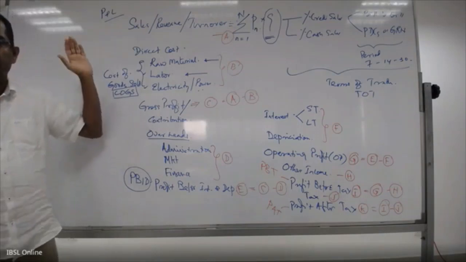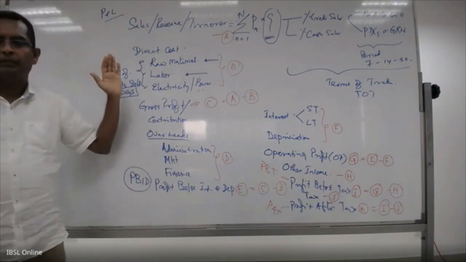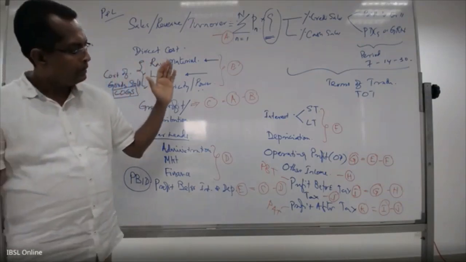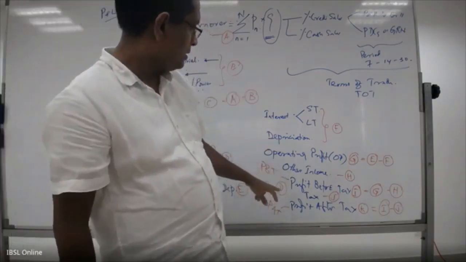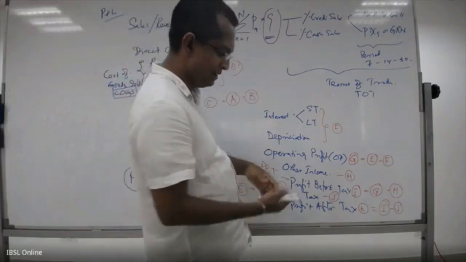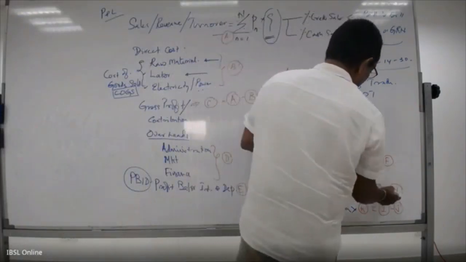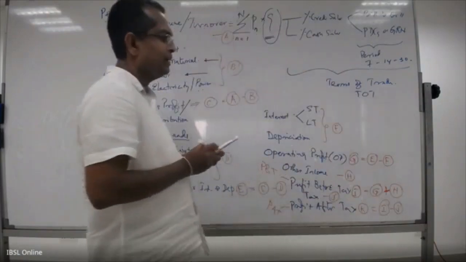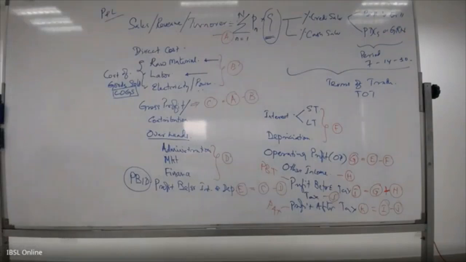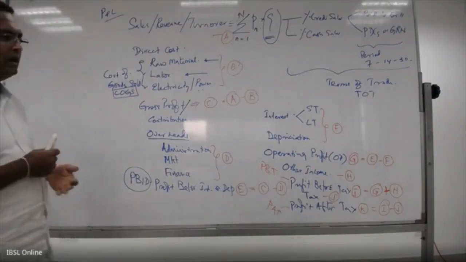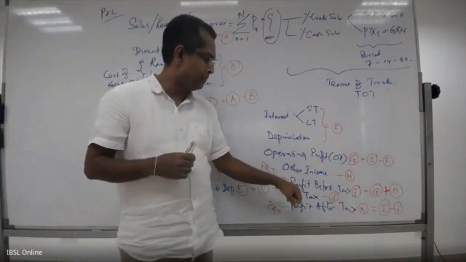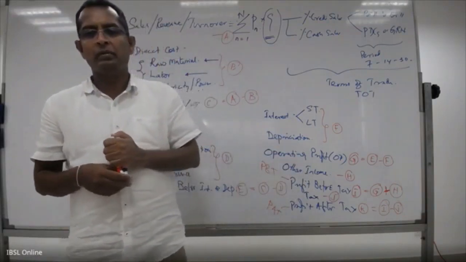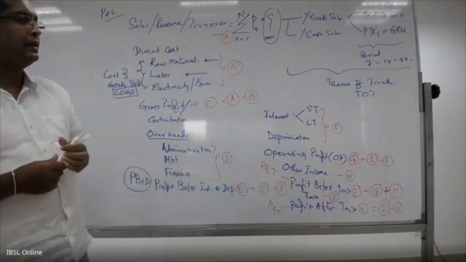Right? Sorry. Yeah. Thank you very much for this. It is not minus, it is plus. Right? It is plus. Profit before tax. Yeah. Operating profit plus other income is profit before tax. Thank you very much. Right?